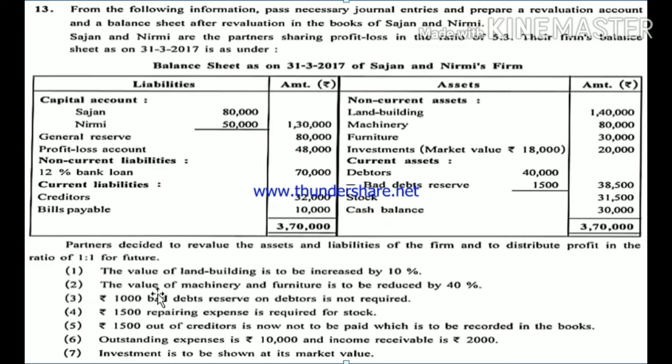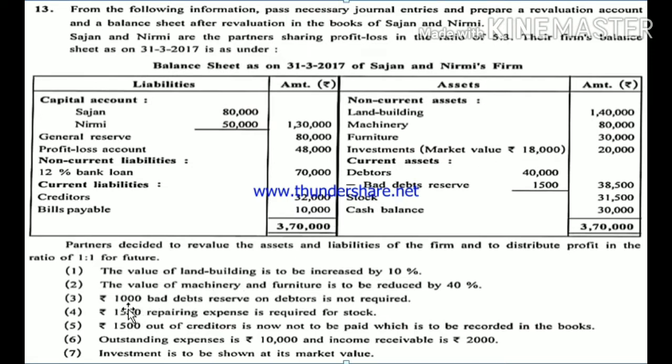The next adjustment, that is the value of machinery and furniture is to be reduced by 40%. What is the value of machinery given in the balance sheet? That is 80,000, and of furniture, that is 30,000. 40% of 80,000 would come to 32,000, and 40% of 30,000 would come to 12,000. So that much amount of assets will reduce. Due to reduction in the value of assets, loss will occur to the firm. So loss will always be recorded on the debit side of revaluation account. So the journal entry would be revaluation account debit to machinery account credit, to furniture account credit.